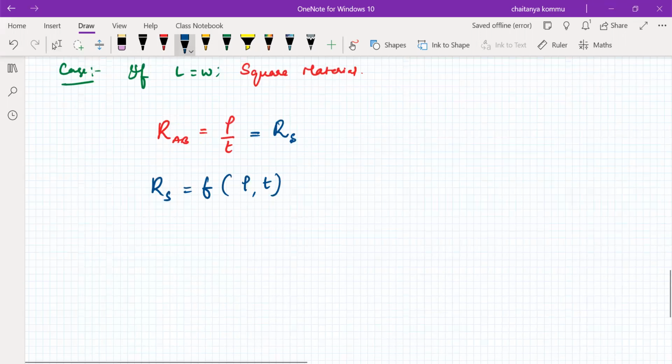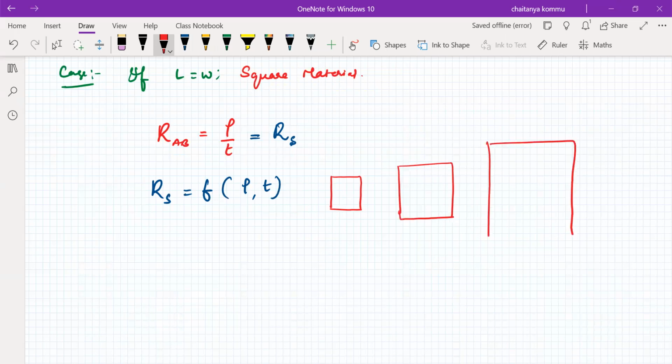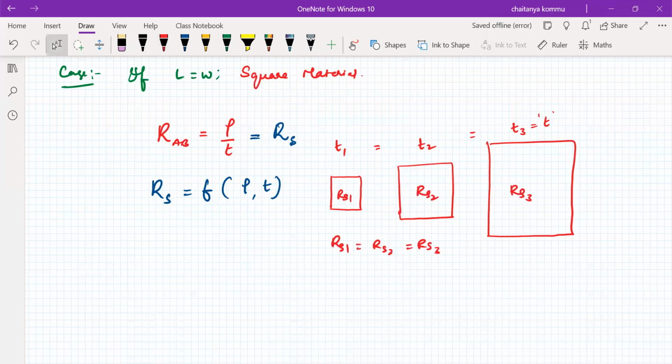Okay, what does that mean? For example, consider this one square, and this is another square, and this is another square. As long as the thicknesses T1, T2 and T3 are all equal to a particular T, and the length and width for each square are the same, RS1 is equal to RS2 is equal to RS3. As long as you take a square area, the sheet resistance is the same. How big the square is doesn't matter.